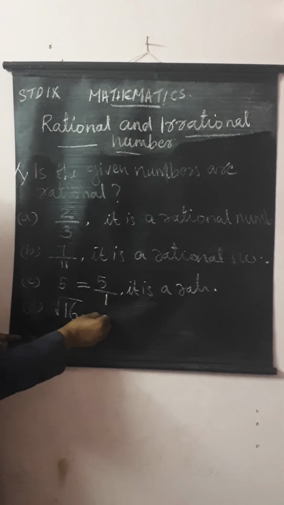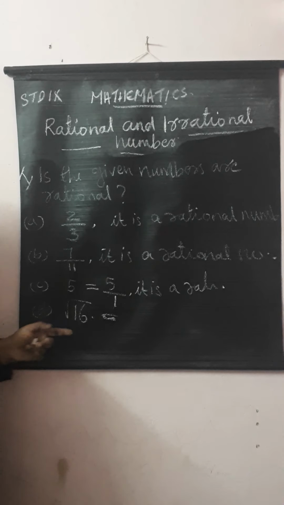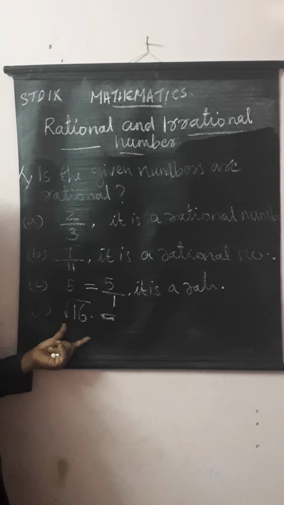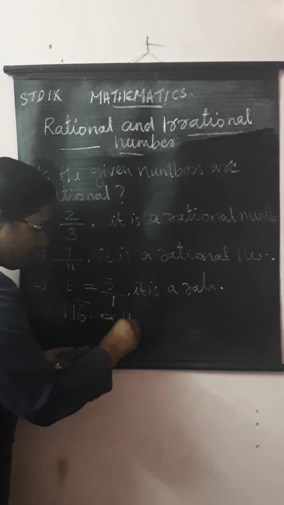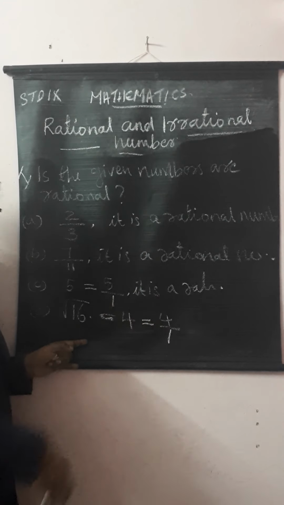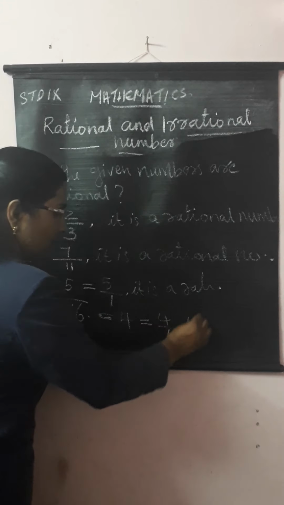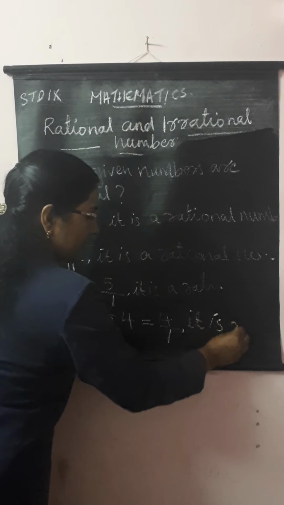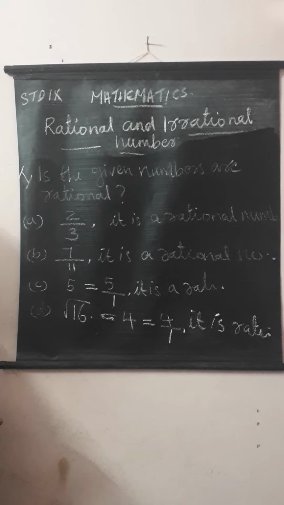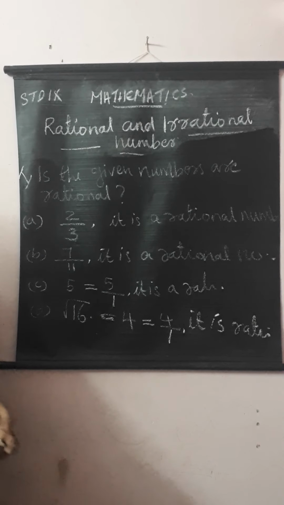Then what about root 16? It is a perfect square root. See, 4 4s are 16, so its value is 4. Similarly, we can write 4 by 1. So it is also a rational number. So you can find which are the rational numbers and which are the irrational numbers.